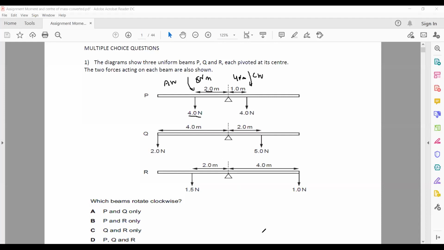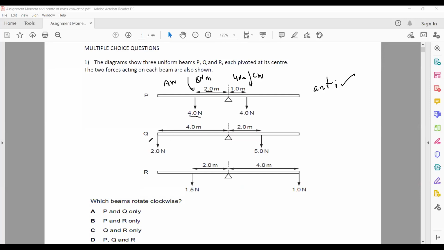What is the resultant direction, the resultant moment for beam P? Which direction will it rotate, clockwise or anti-clockwise? 8 Newton meter is anti-clockwise and 4 Newton meter is clockwise. What is the resultant? So it will be anti-clockwise. Why anti-clockwise? Because the anti-clockwise moment is more. We don't need a value, we just have to identify the resultant direction.